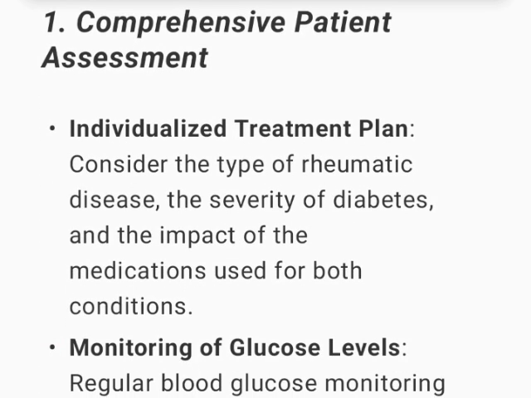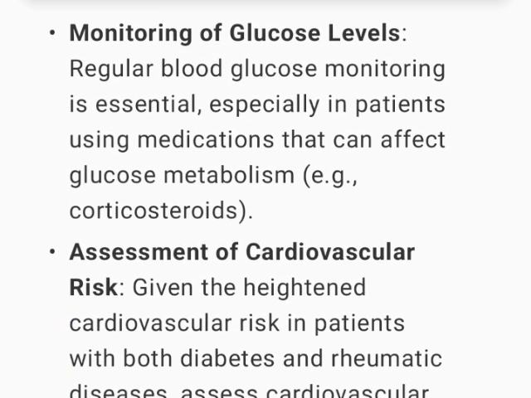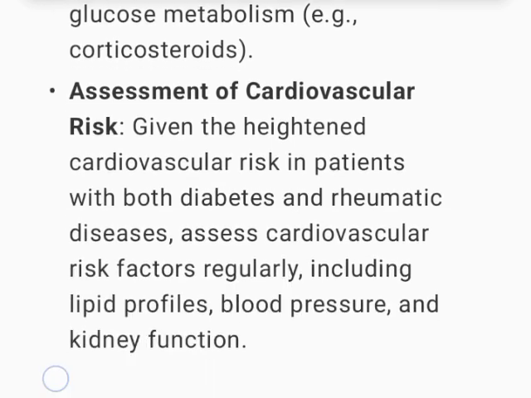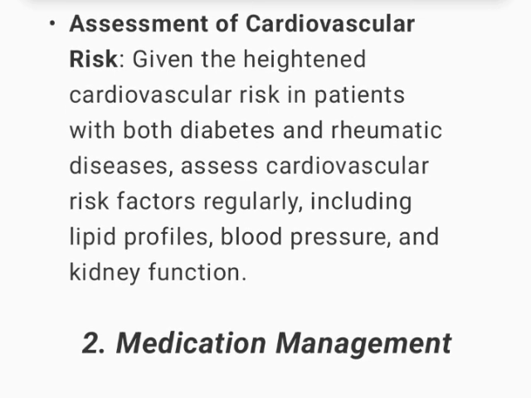Comprehensive patient assessment. Individualized treatment plan. Consider the type of rheumatic disease, the severity of diabetes, and the impact of the medications used for both conditions. Monitoring of glucose levels. Regular blood glucose monitoring is essential, especially in patients using medications that can affect glucose metabolism, e.g., corticosteroids. Assessment of cardiovascular risk. Given the heightened cardiovascular risk in patients with both diabetes and rheumatic diseases, assess cardiovascular risk factors regularly, including lipid profiles, blood pressure, and kidney function.